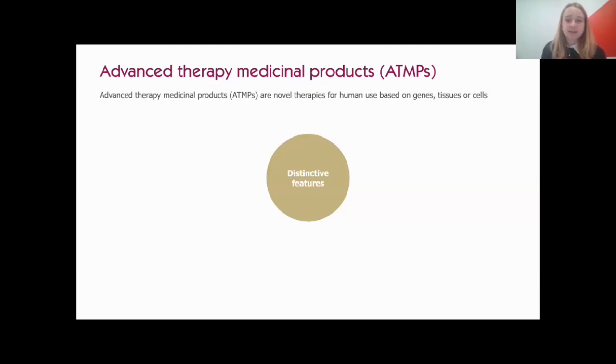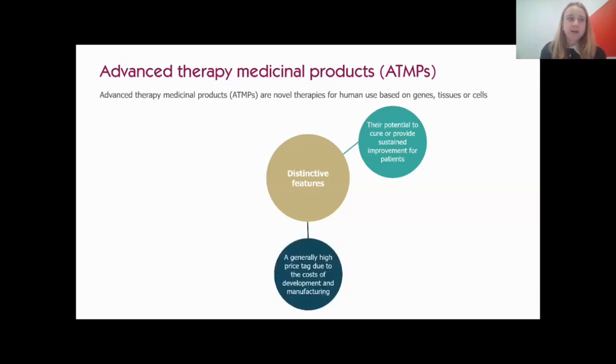These products have several distinctive features. The first is their potential to cure or provide sustained improvement for patients rather than just being symptomatic treatments. They generally have a very high price tag due to the cost of development and manufacturing, especially because a lot of these processes are in their infancy in terms of efficiency and having stable processes that lower costs. And finally, many of these therapies are a one-time administration, which is different than therapies that have to be taken chronically for chronic conditions.